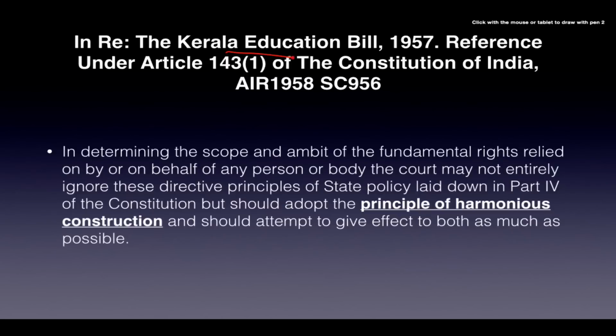Now comes the Kerala Education Bill 1957 under Article 143 subclause 1. Do you know what is Article 143 subclause 1? If you know, good. If you don't, I'll tell you. Under this, President can ask Supreme Court for its opinion if legislation is of extreme importance and has huge repercussions and social consequences, and Supreme Court needs to give its opinion to President. So in determining the scope and ambit of the fundamental rights relied on by or on behalf of any person or body, the court may not entirely ignore these DPSP laid down in Part 4 of the Constitution.